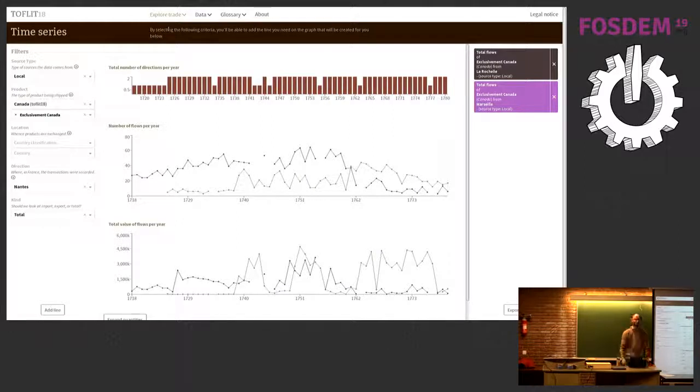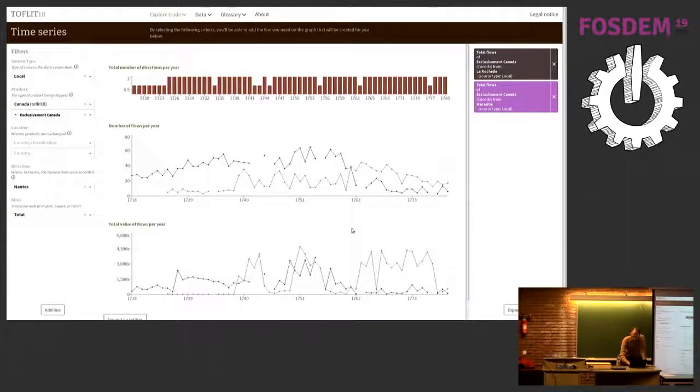Oh, actually, it's a Redux application and the state has been kept. So I actually have the choices I made in the filters while preparing the demo, which is quite nice. Here I use those filters to show you two curves. One is only Canadian products with La Rochelle, the brown curve. And the purple one is the same thing, only Canadian products going through Marseille, which is another really important port in France.